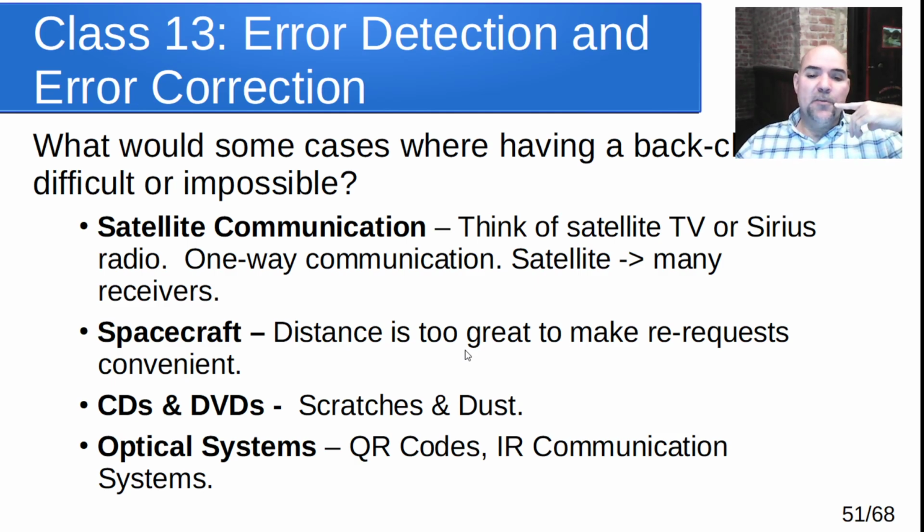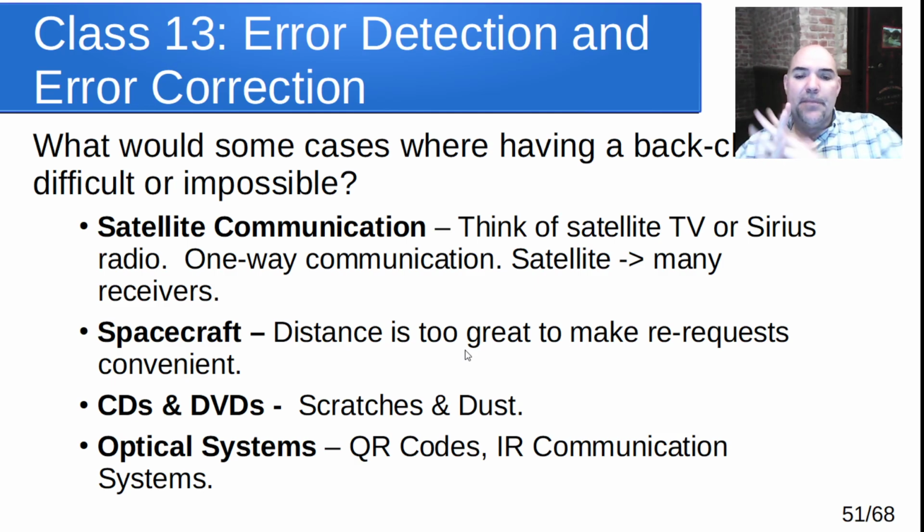And other optical systems like QR codes or IR communication systems will often have some sort of error correction built into them as well. The reason being that there's no back channel. It's hard to re-request, and that's especially true for streaming data like satellite TV or CDs or DVDs or Blu-ray discs. But also notice with QR codes, if part of it is covered or obscured or has a glare on it, you still want to be able to detect what the message is that's coming off of that.